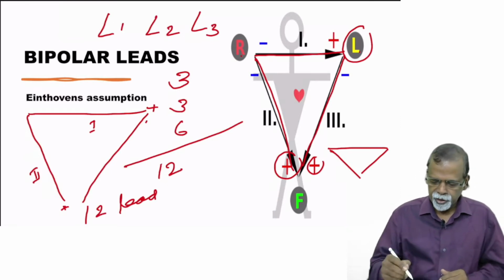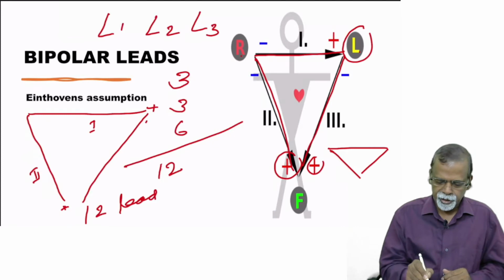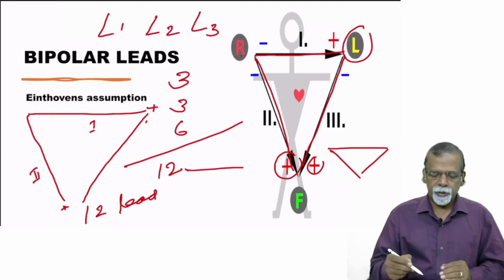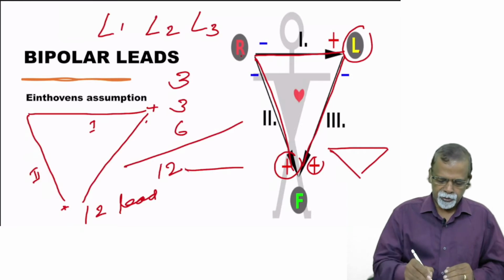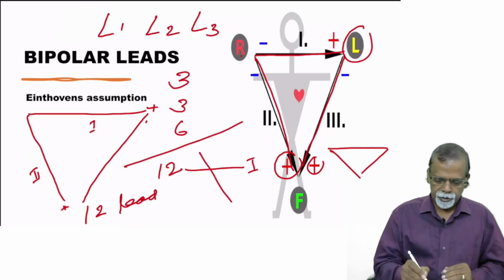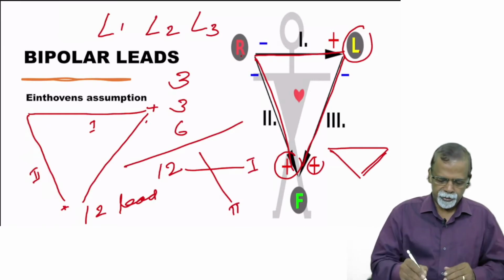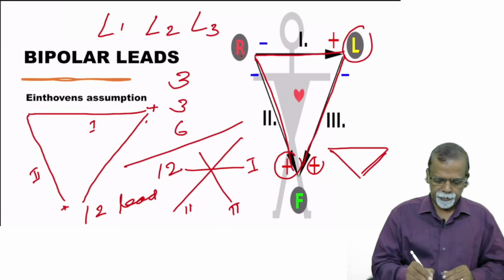So this is lead 1. You take lead 2 in such a way that this bisects the lead 1. So this is lead 1, this is lead 2, and you take this lead 3 and keep it over here. So this is lead 3.